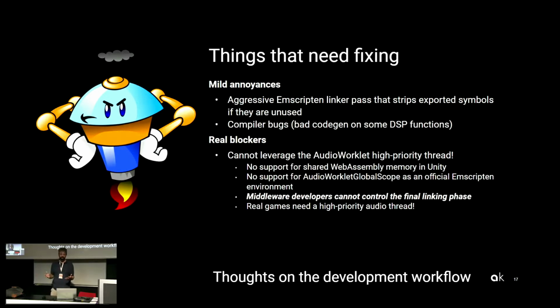So it would be really nice if we could work together with Unity, the Emscripten team, to finally fix this problem. Because, yeah, real games need a high priority thread. We shouldn't have audio drop out when a game misses a video frame. But even so, right now, this is the state of things. And we do think that it's good enough for actual real world use cases.